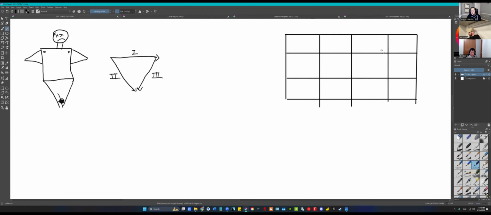This is similar to the grid that you guys have, right? So this is lead 1, this is lead 2, and this is lead 3. This is how it's laid out on the EKG tracing. AVR, AVL, AVF. And this is V1, V2, V3, V4, V5, V6.